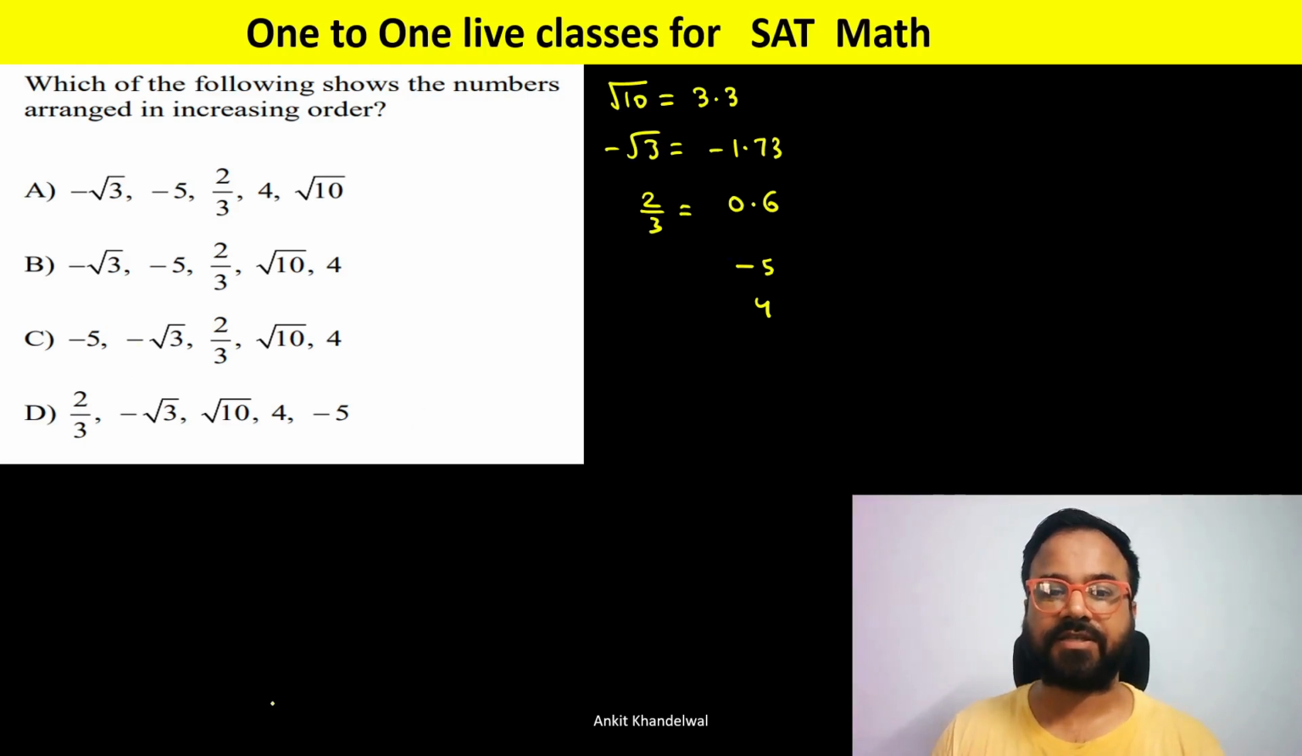So we will be starting with minus 5. Directly we can say only one of the options shows that we are starting with minus 5. Then we have minus 1.73, then we have 0.6, then 3.3 and then 4. So by looking at this, we can say C is the correct answer in increasing order.